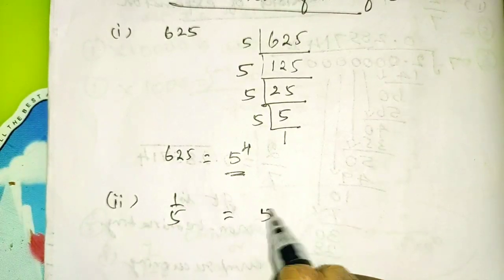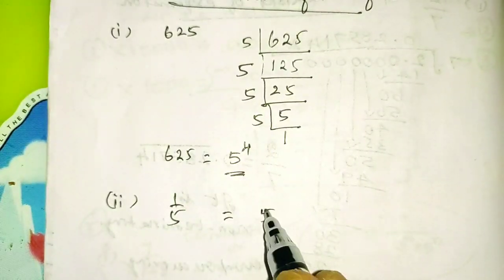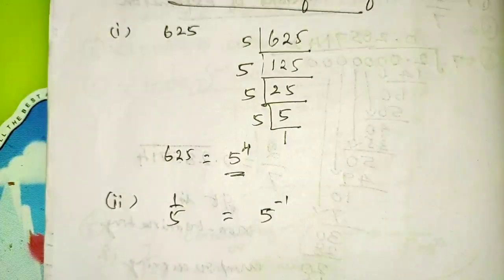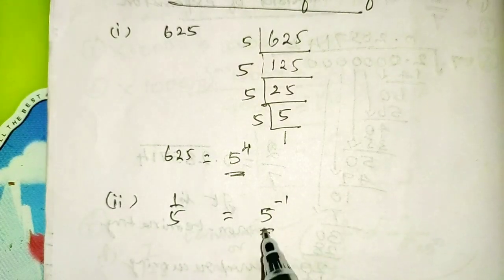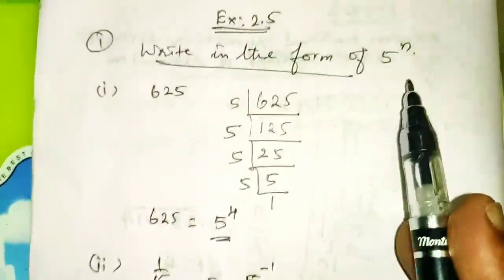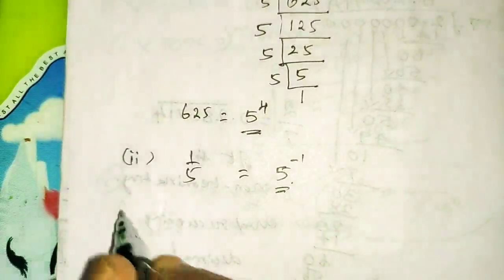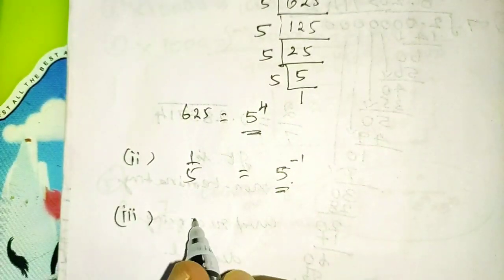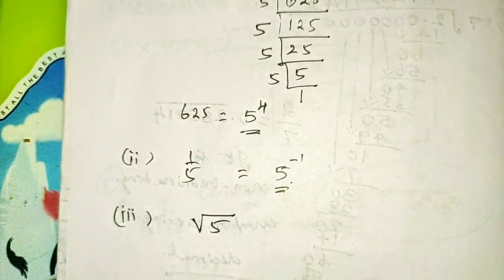Here 1 by 5 means when the 5 comes to the numerator, it becomes 5 power minus 1. Now this is in the form of 5 power n. Like that, the third sum. The third sum is square root of 5.